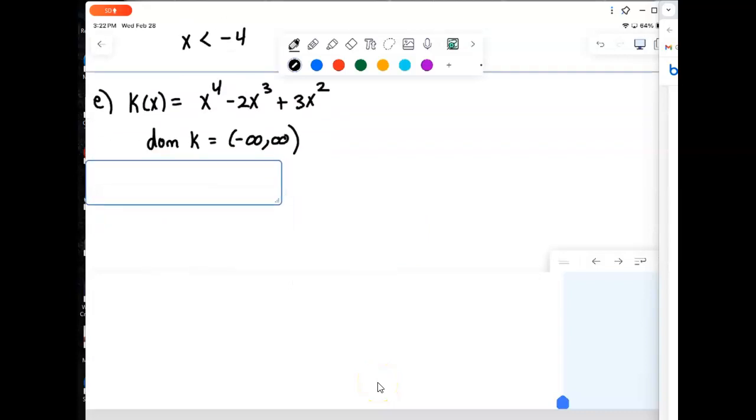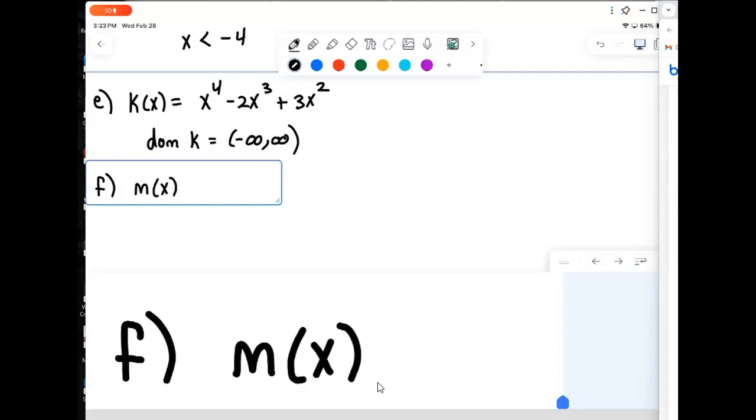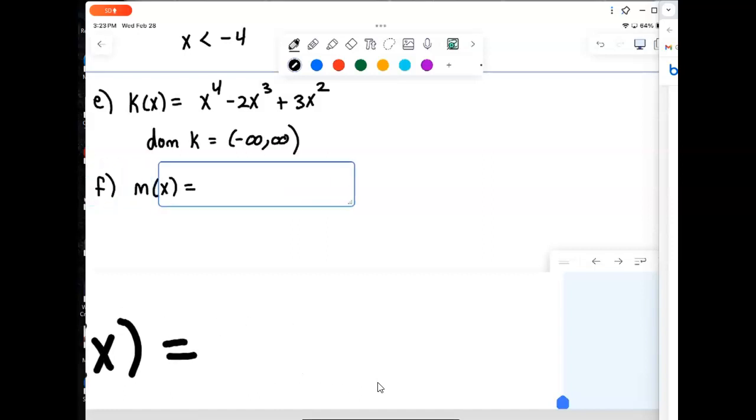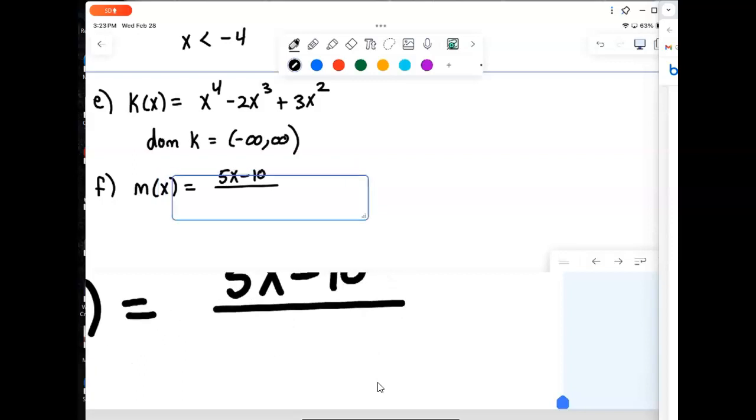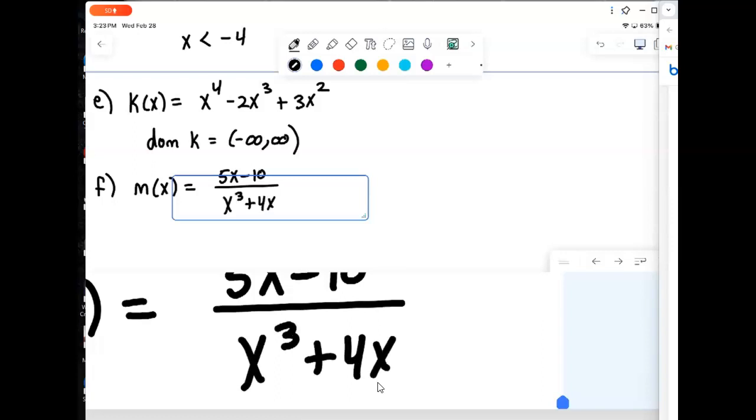Okay, let's continue with another example here. Let's say we have a function m of x equals 5x minus 10 over x cubed plus 4x. So as we approach this problem, we first ask the question, do we have a denominator?